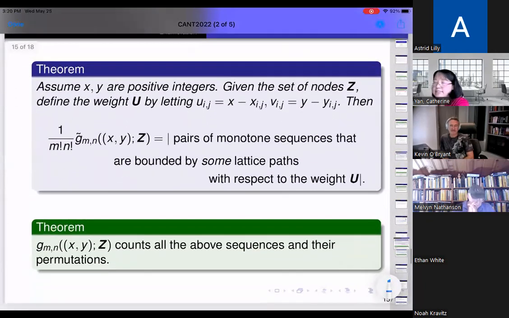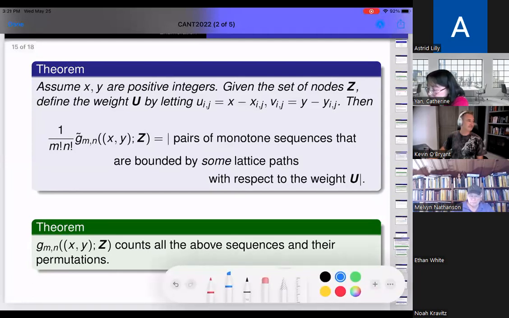Here we can relate our polynomial to the integer sequences. Given some x, y, which we assume are large positive integers, and given the set of nodes z, we can define some weight. Basically, it's the difference between x and the coordinates of those points. When we look at the pair of monotone sequences bounded by some lattice path with respect to the weight, just as we described on the previous page, this number is captured by a rescaling of the difference Gončarov polynomial.